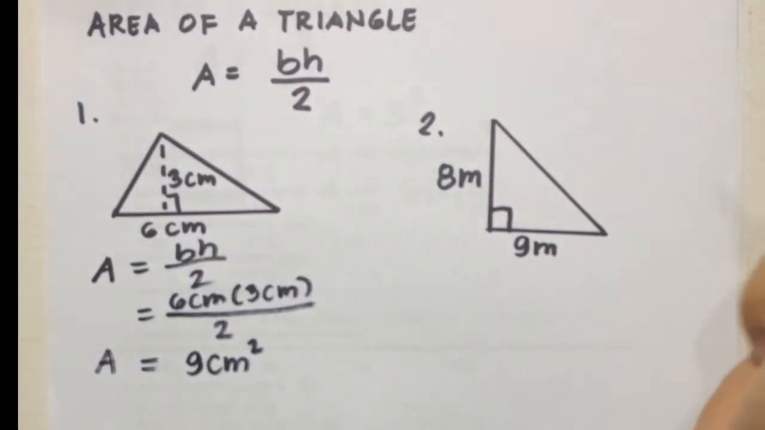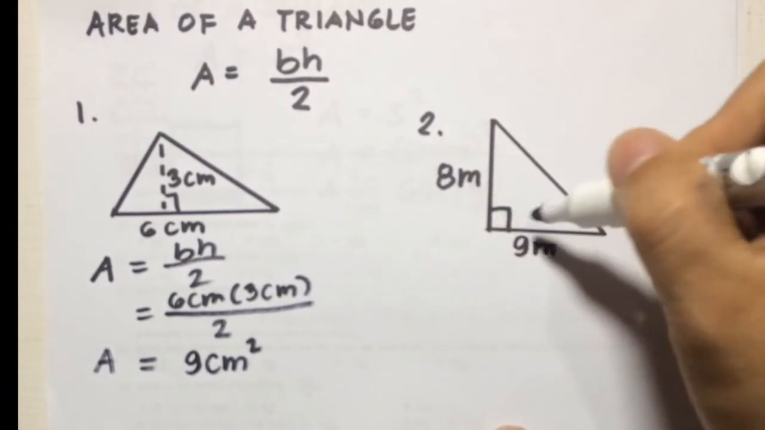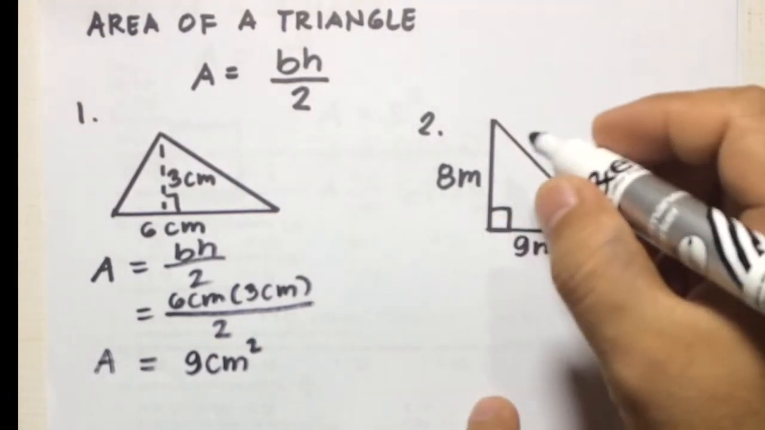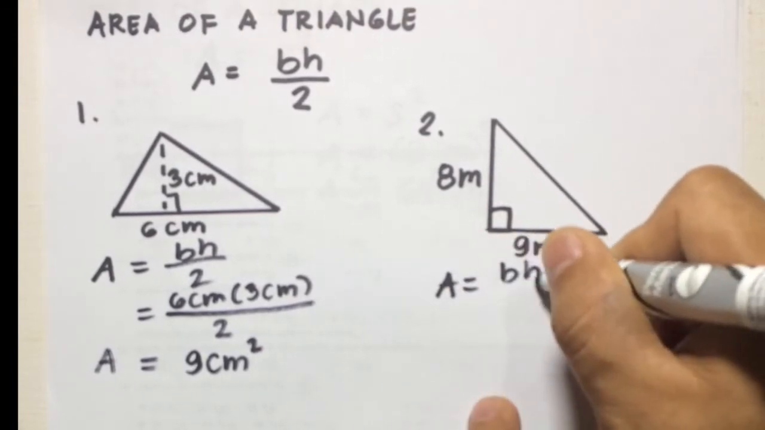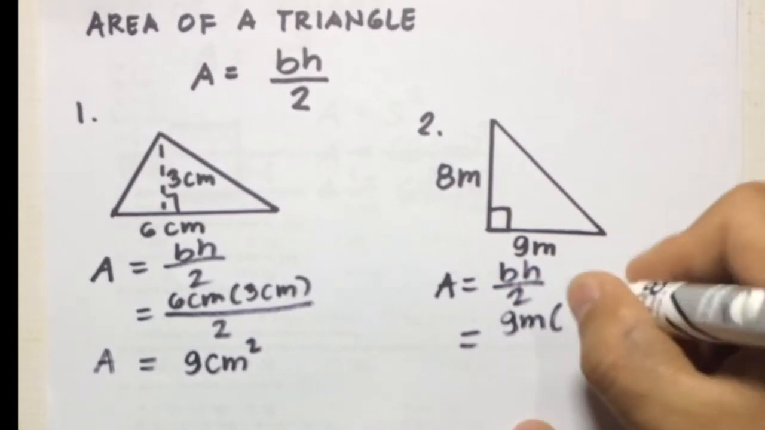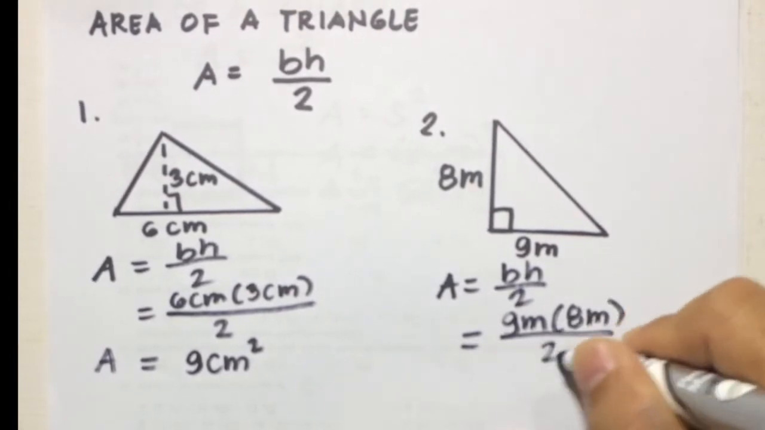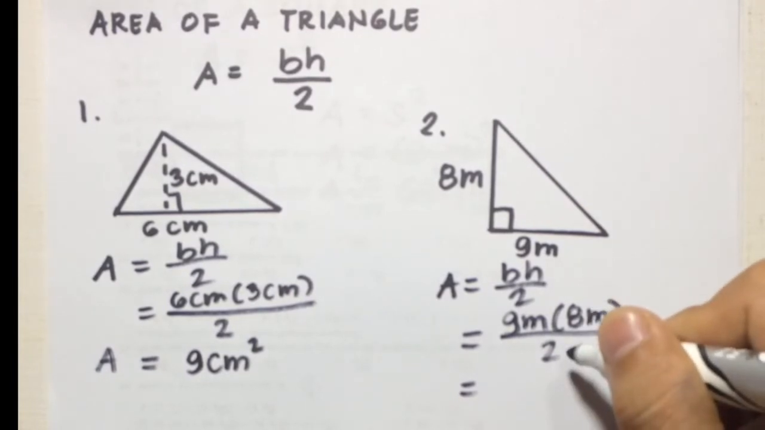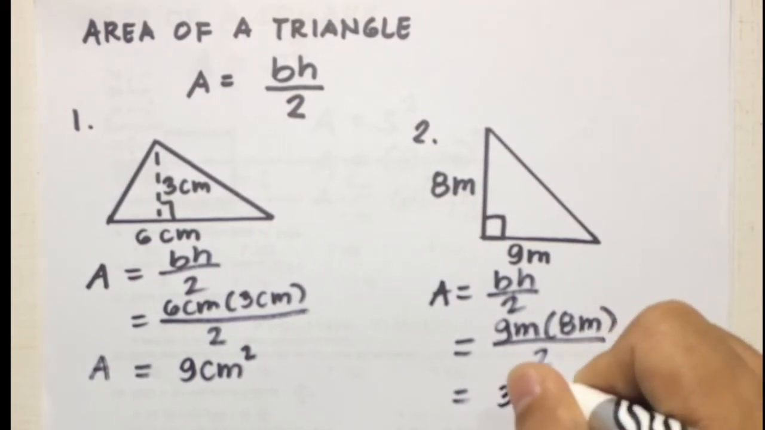Then for number 2, we have here the height equals 8 meters, and the base, which is 9 meters. So in finding the area of this triangle, we're going to have A equals base times height over 2. Base is 9 meters, so 9 meters times 8 meters. Then divide this by 2. So 9 times 8 is 72. Divided by 2 equals 36 meters squared.